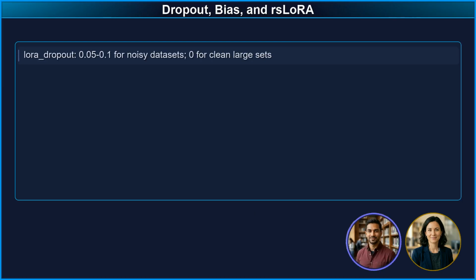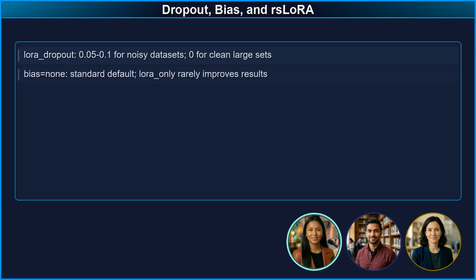The LoRA_dropout parameter adds dropout to the LoRA path between A and B during training. For clean, large datasets, the empirical evidence shows minimal benefit and can slightly degrade convergence speed. For small or noisy datasets under 2,000 examples, a value of 0.05 to 0.1 provides marginal regularization benefit.